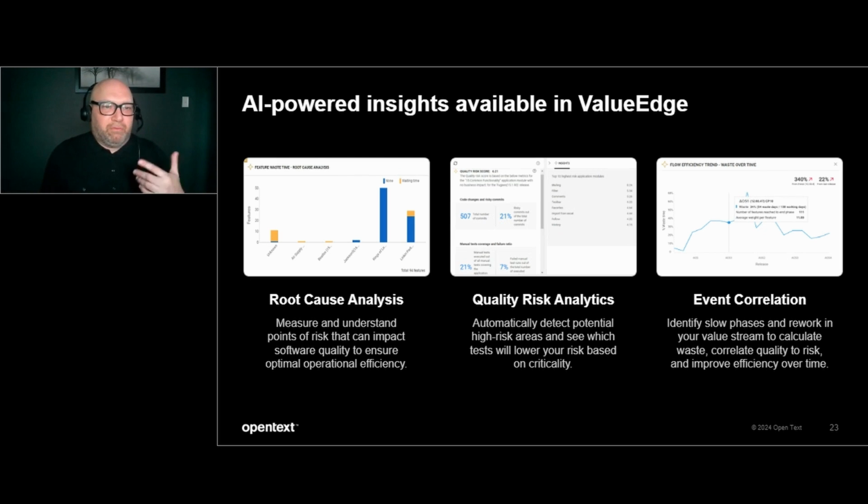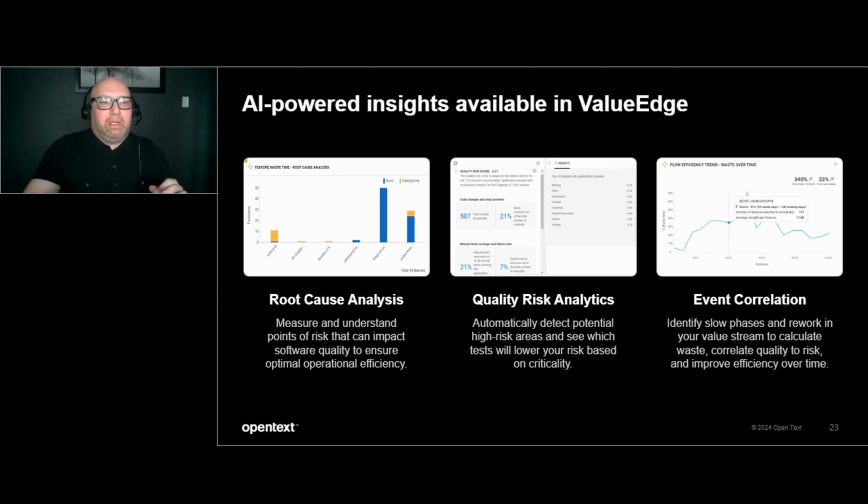This includes root cause analysis, where you can spot and remove bottlenecks to get recommendations on how to improve. Quality risk analysis, which calculates and provides risk scores on potentially high risk areas. And event correlation, where you can identify slow phases and rework by seeing trends in work time, flow versus waste, and efficiency over time. So like I said, we're not going to deep dive into these, but it would be a shame if you didn't know about them.